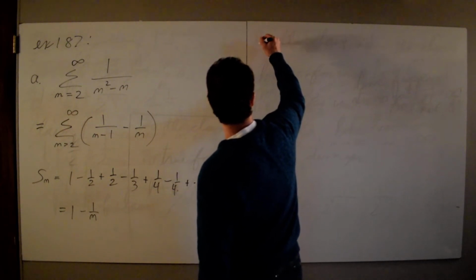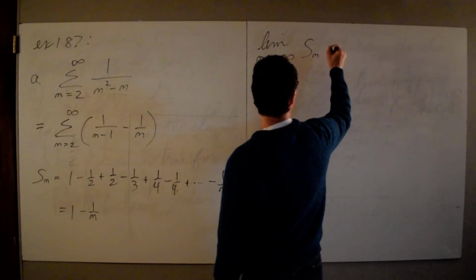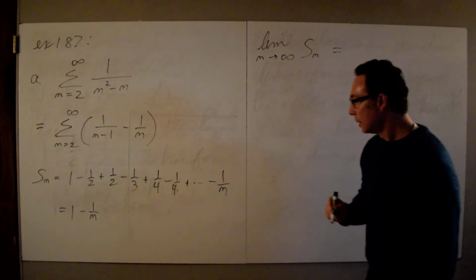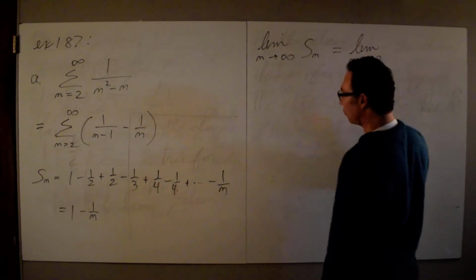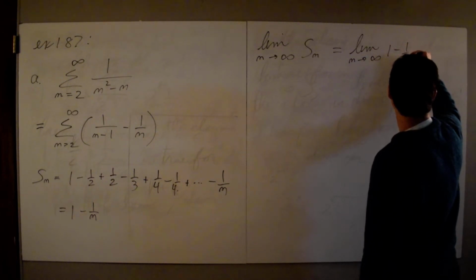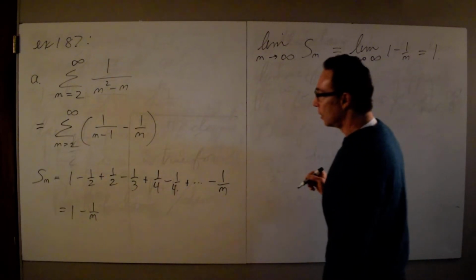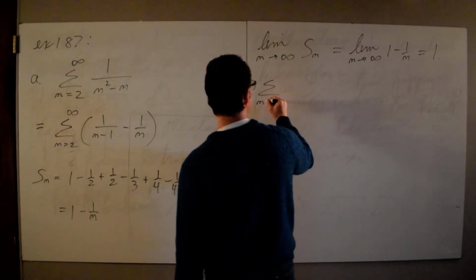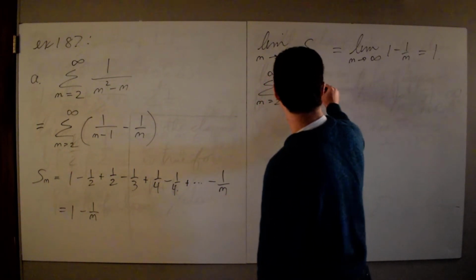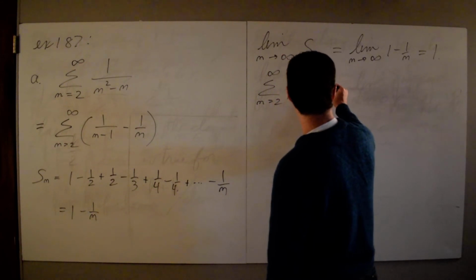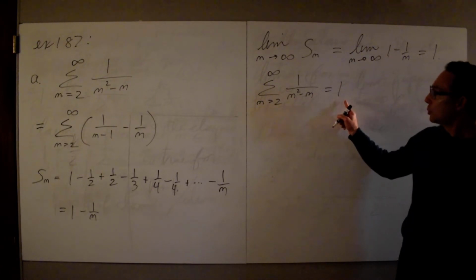So if we look at this limit as n goes to infinity of s sub n, that is the same as the limit as n goes to infinity of 1 minus 1 over n, which is 1. So the series n equals 2 to infinity of 1 divided by n squared minus n is equal to 1. So this series converges to 1.